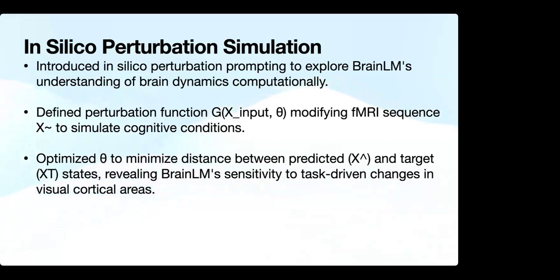So they define this perturbation function, which I'll explain a little bit more on the next slide, modifying the fMRI sequence to simulate cognitive conditions. They optimized one of the parameters of this function to minimize the distance between the predicted and the target states. They just wanted to understand their model's sensitivity to these kinds of task-driven changes in the visual cortex areas.